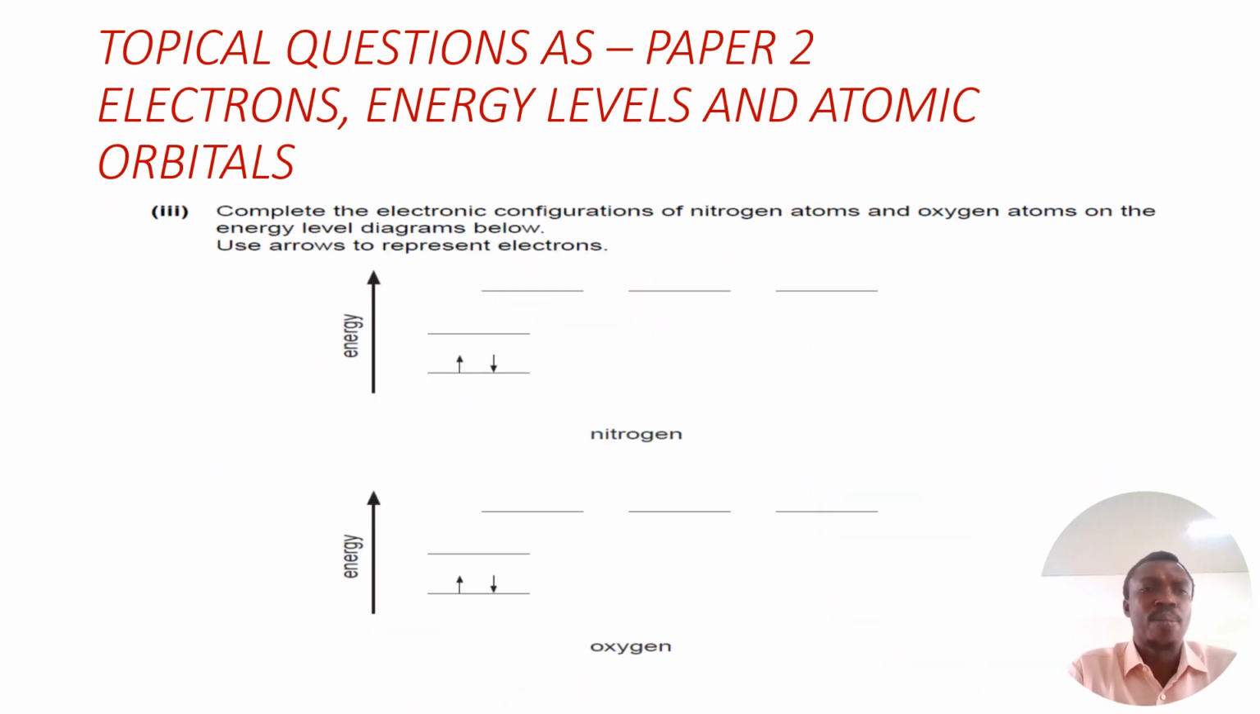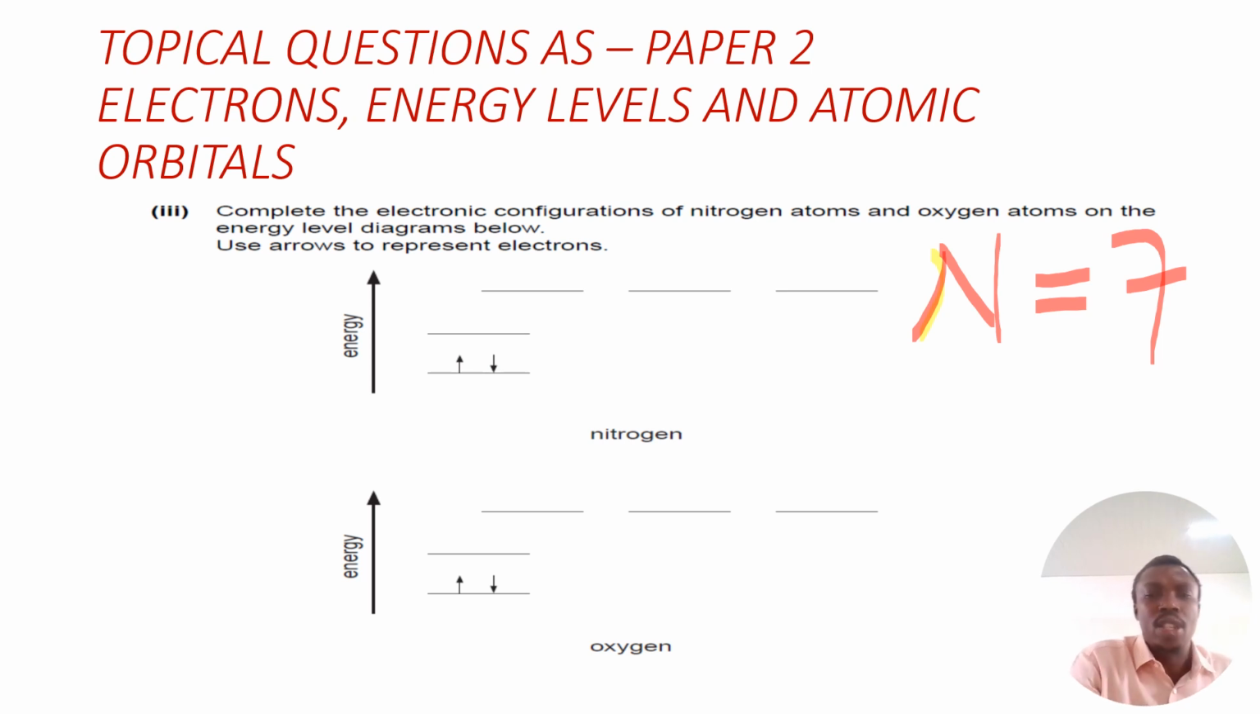The next question is: complete the electronic configuration of nitrogen atoms and oxygen atoms on the energy level diagram below. Use arrows to represent electrons. So if you look at it, this is nitrogen. If you remember the Pauli exclusion principle, it says that the maximum number of electrons an orbital will take is 2, and those electrons must spin in opposite directions.